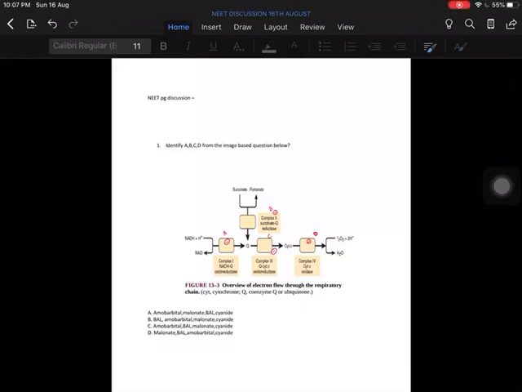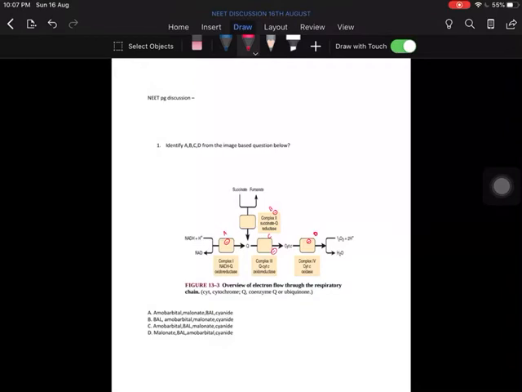So we are back with a new set of questions. So let's begin. So the first question is identify A, B, C, D from the image based question below. So what you see is you have electron transport chain, and we have asked all the 4 A, B, C, D points which are inhibitors of the complex in the series as 1, 2, 3, 4. Okay. So this is a factual based question.